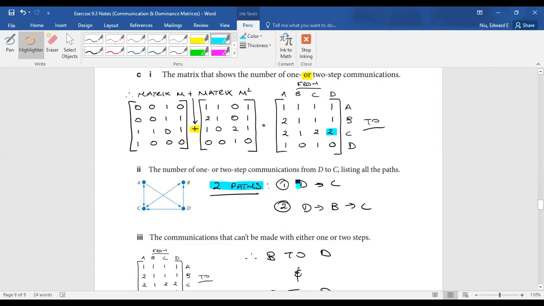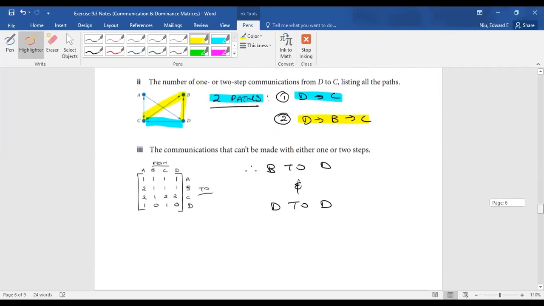So the first one here, D to C, pretty straightforward. We can just go from D to C like so. Or you could take a 2-step and go from D to B and then to C. You go D to B and then to C like so. And those are the 2 paths that correspond to this matrix that was created from us adding matrix M and matrix M squared together, which is a 2-step and the 1-step.